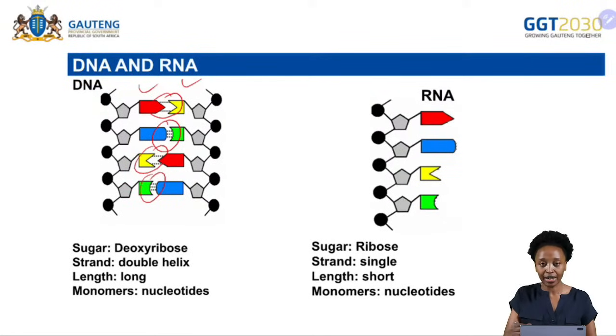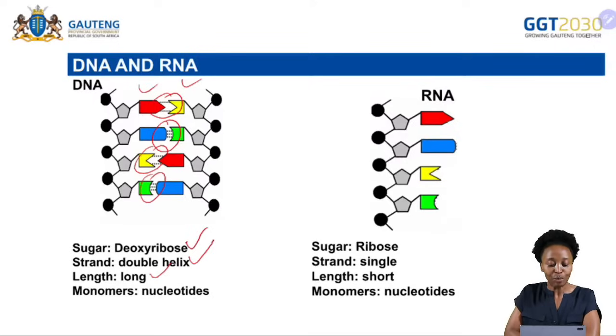When you look at the RNA on the other side, it is just a single-stranded structure and there are no hydrogen bonds there. The DNA is made up of the deoxyribose sugar. It is a double helix structure made up of double strands. It is usually longer than the RNA, and it is made up of the building blocks that are called nucleotides.